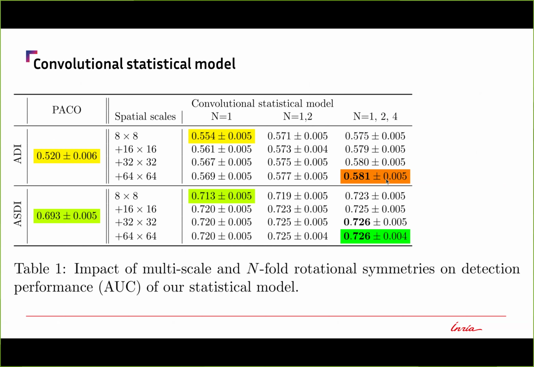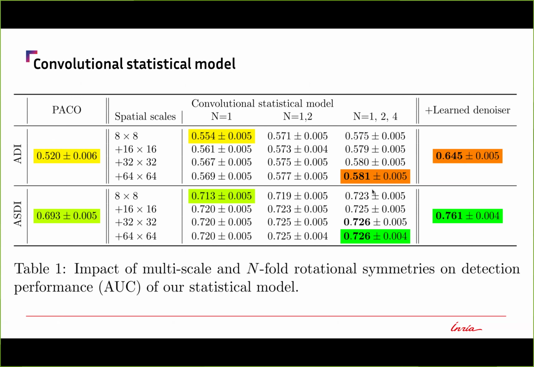That's only the statistical part. When we add on top a learned denoiser, similar to what we did before, we add a convolutional neural network at the end, after the statistical correlation, to denoise the data. We can even push the performance further.